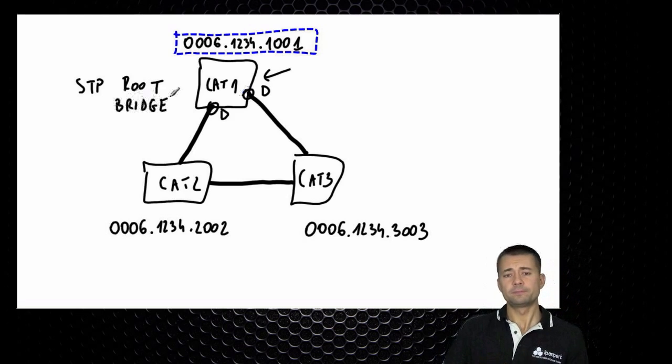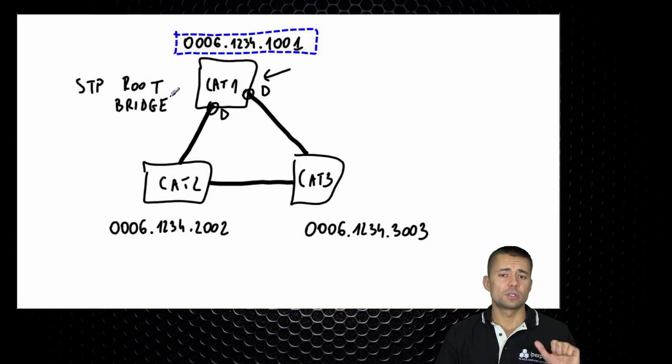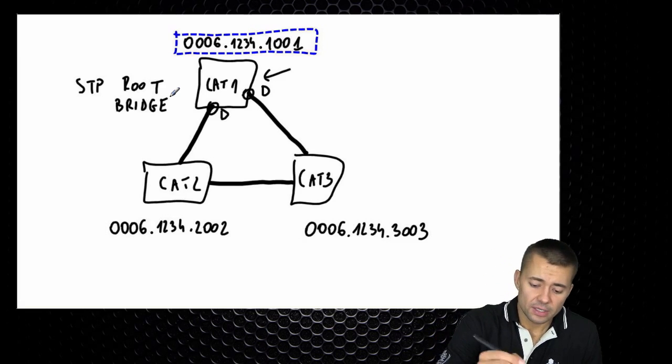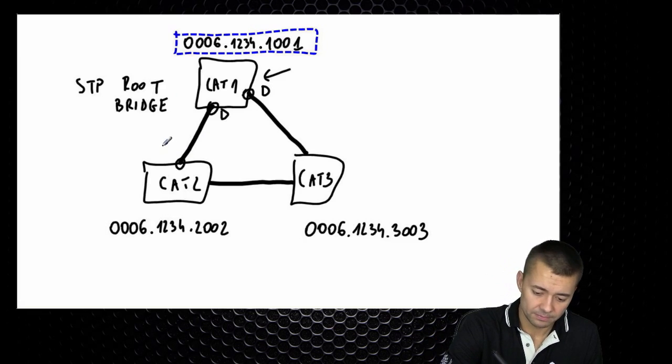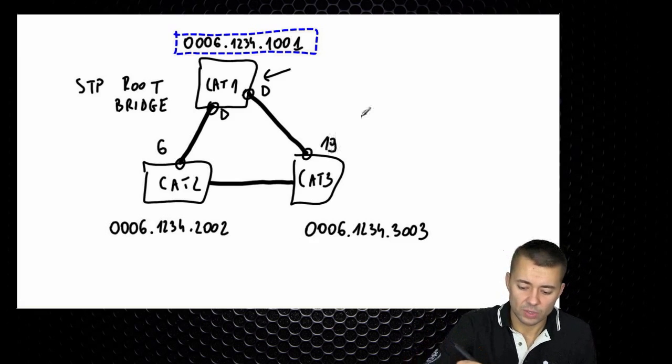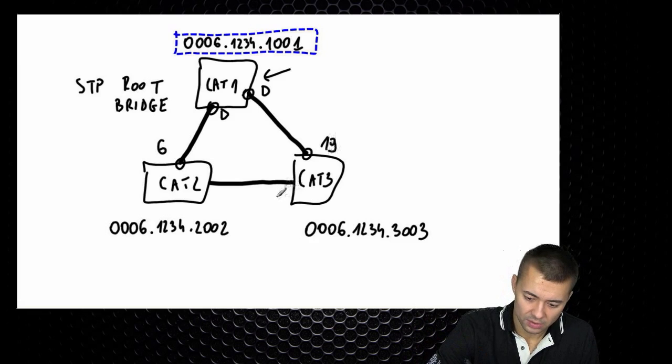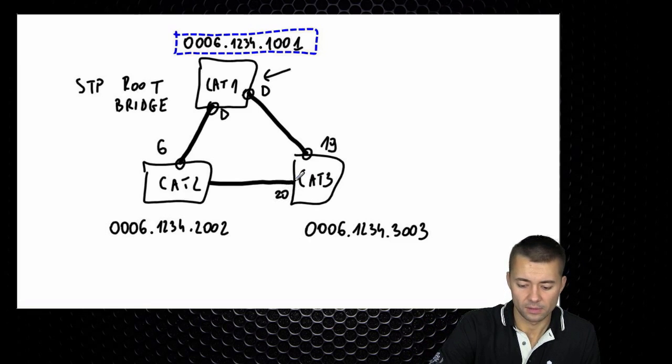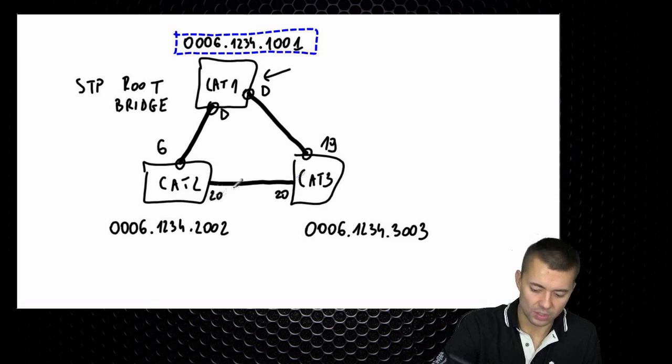And the next step is for the remaining switches to select the so-called root port, which is the interface that is closest to the root bridge. Which one is closer and which one is further depends on the so-called STP cost, which is by default derived from the interface bandwidth, and can also be configured manually. Let's say that the cost of this interface is 6. This one uses 19. This one uses, let's say, 20. And this guy uses 20 as well.